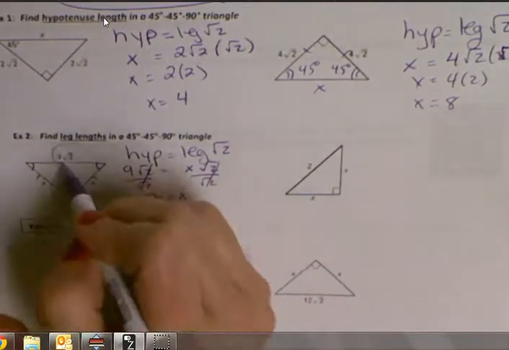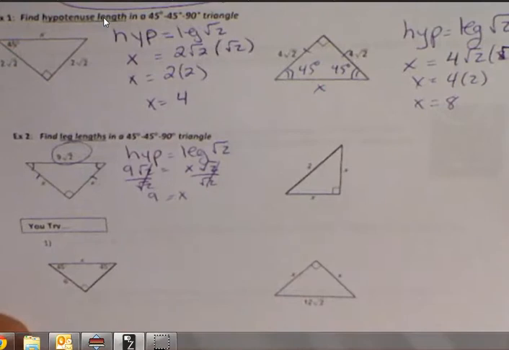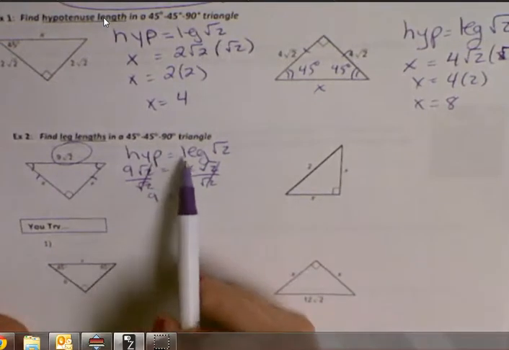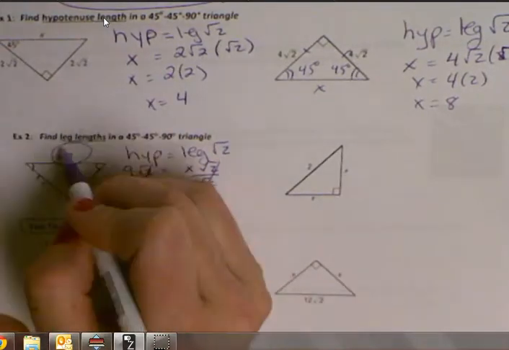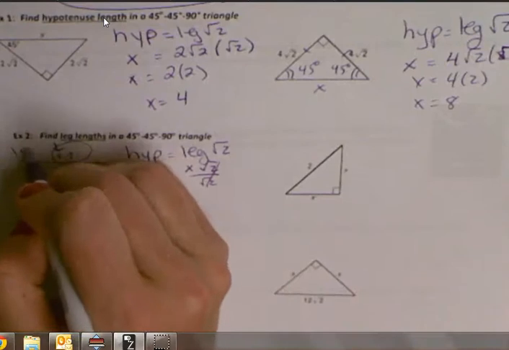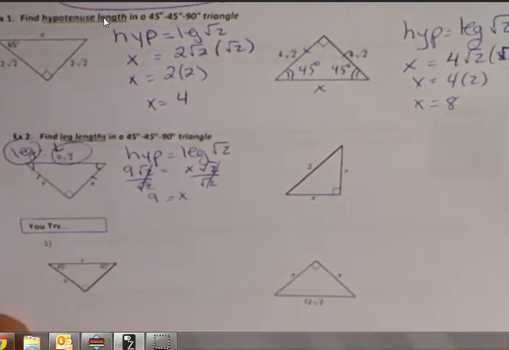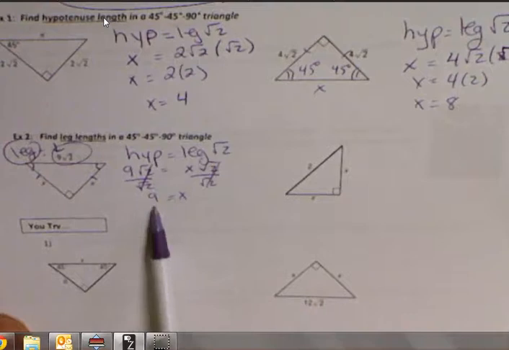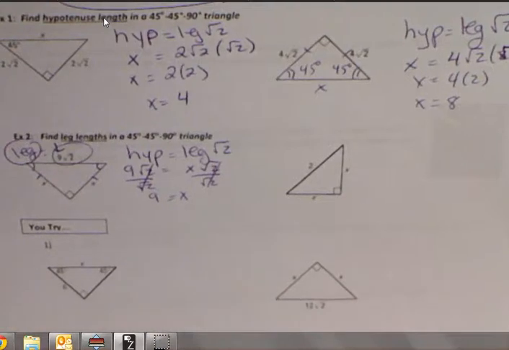X is equal to 9. When your hypotenuse is something rad 2, we know the hypotenuse is a leg rad 2. So I could automatically jump to the leg equals 9. Another shortcut. If not, set up your equation, do your algebra, you'll get there anyway. Let's try the next one.